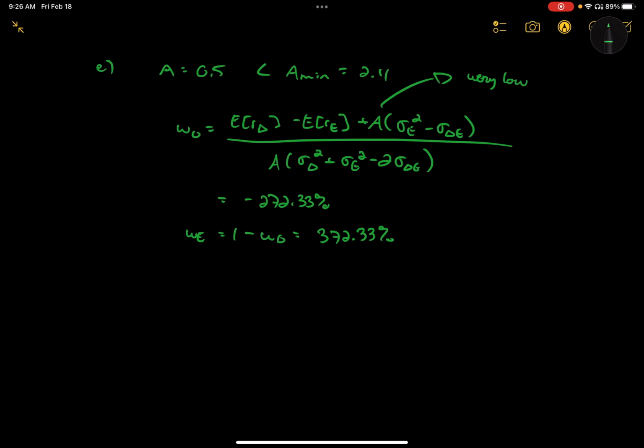But again, recall that short selling is not allowed. So we cannot short sell D. So if we can't short D, then the next best portfolio is putting that weight to 0 and going 100% in the other one. So the final answer is that, and that's for question 3.